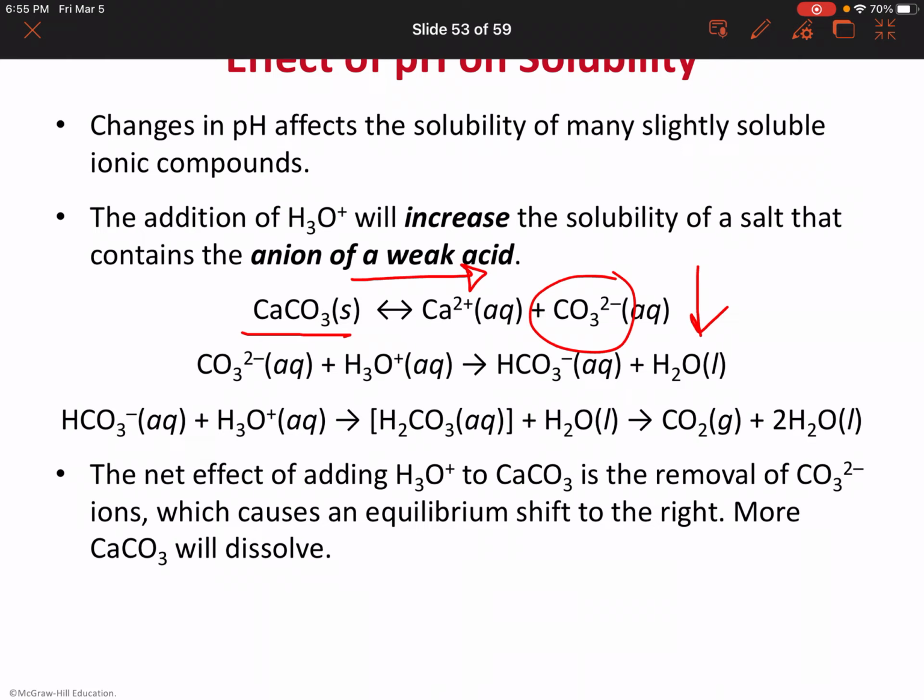So in the previous slide, we saw that adding a common ion, chromate, decreased the solubility of the solid. Now in this case, adding an acid, with the salt containing an anion of a weak acid, will increase the solubility, according to this formation of carbonate reacting with hydronium to give you hydrogen carbonate, then carbonic acid, and then forming carbon dioxide and water.